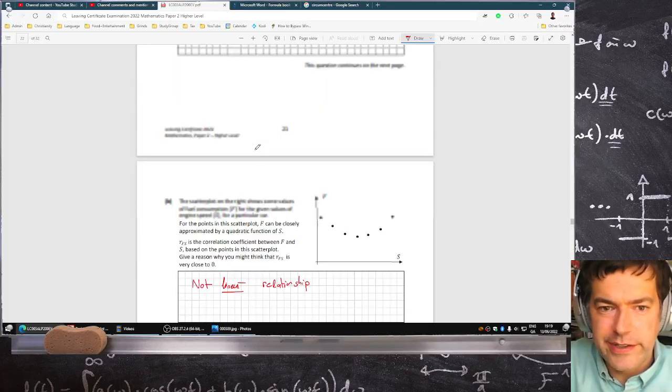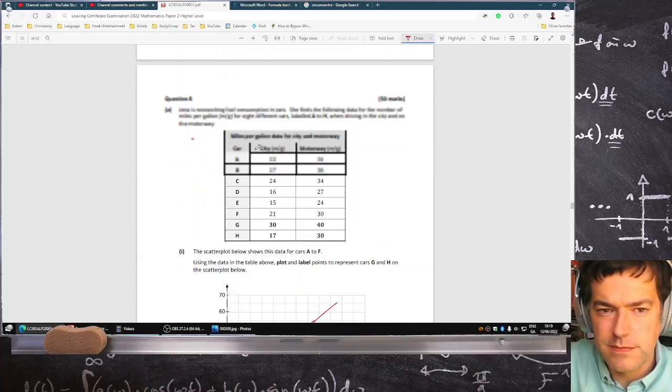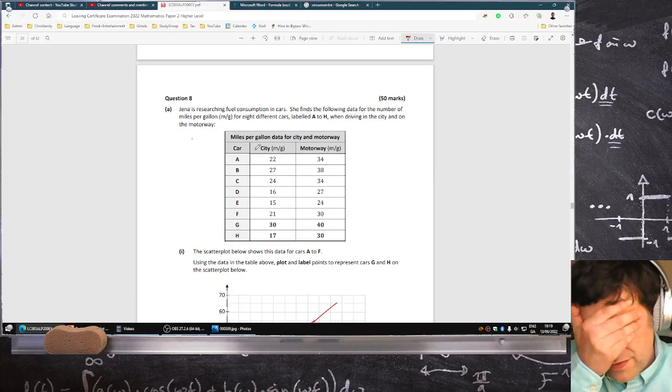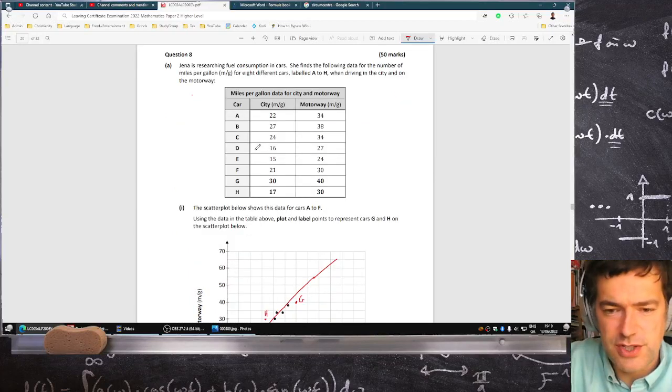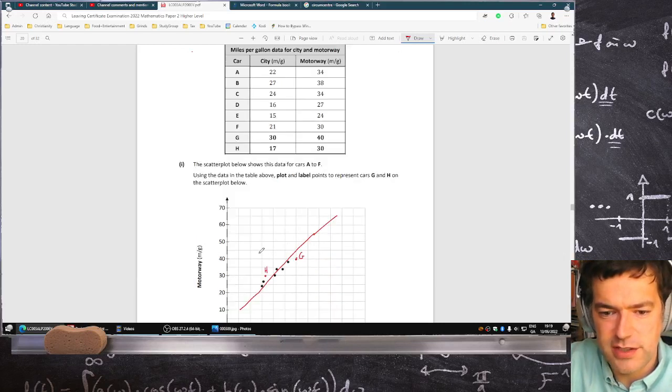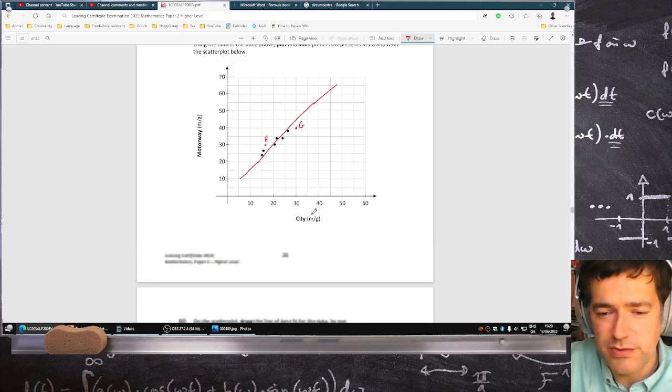Okay, question 8. I made a mess of one of the parts in it, so I just want to run through the answers. The first part was just straightforward, plotting the h and the g on the scatter plot, and they give you the coordinates there. There's nothing crazy about that. And then drawing the line of best fit. Again, nothing too crazy there.